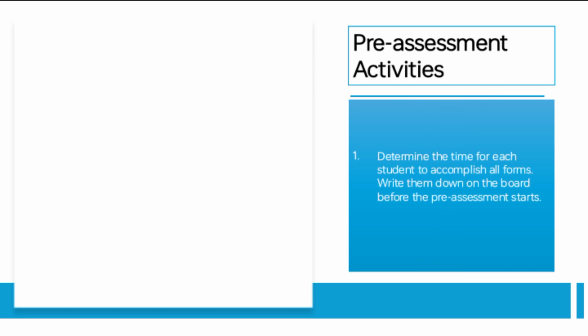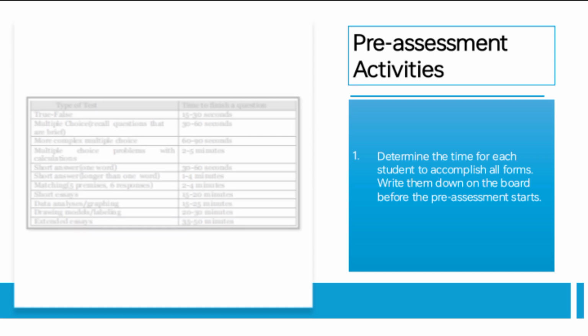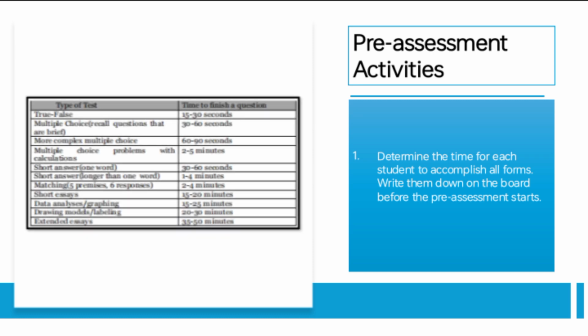Pre-assessment activities. First, determine the time for each student to accomplish all forms. Write down on the board before the pre-assessment starts. So, as you can see, there is a type of test and time to finish a question. Here in type of test, there is a time limit. Example, true or false, the time limit is 15 to 30 seconds.